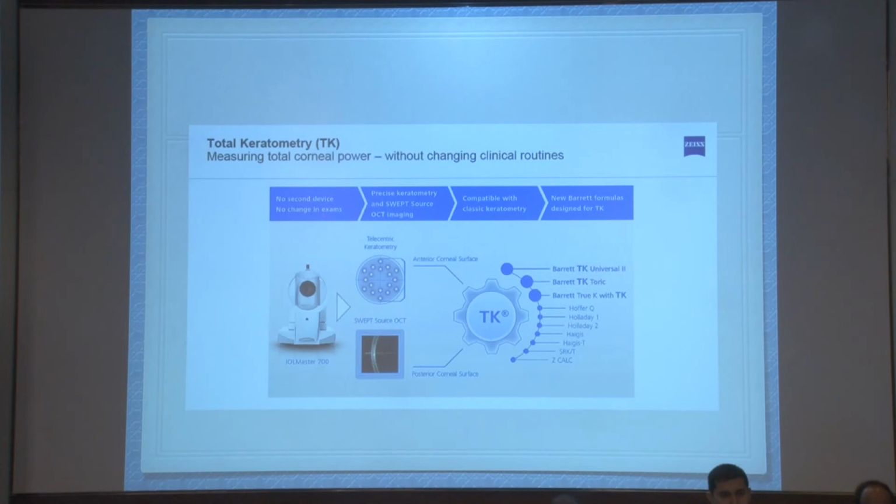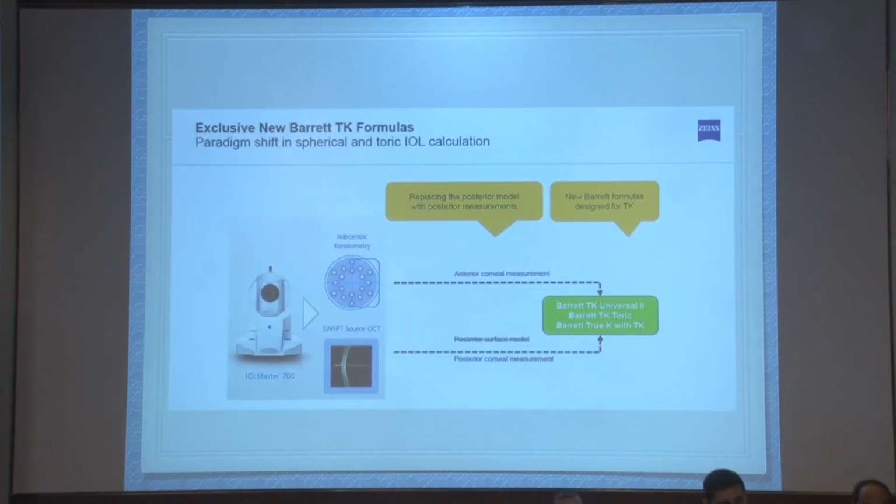Another advantage of the IOL Master 700 is that it gives us the total keratometry. This is the device which gives information not only about the anterior but also the posterior corneal surface, so we don't need to assume the posterior corneal power. It has unique formulas like Barrett TK Universal II, Barrett TK Toric, and Barrett True K with TK. It gives the total keratometry values, which is very helpful, especially in post-refractive surgery patients.